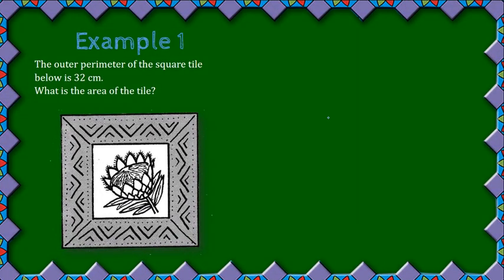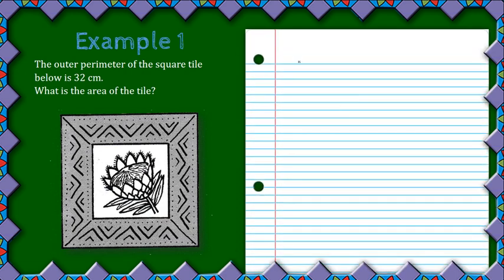For example 1, the outer perimeter of the square tile below is 32 centimeters. What is the area of the tile? Alright, so now what is given? We're given that the perimeter is 32 centimeters. What do we know about perimeter? If this side is x, then what is the formula for perimeter? Perimeter is equal to 4 times x, right? Remember, the perimeter is going around the shape.